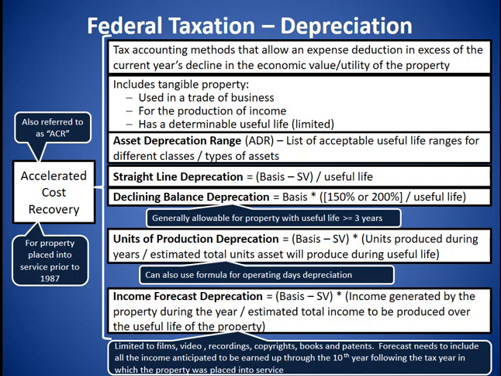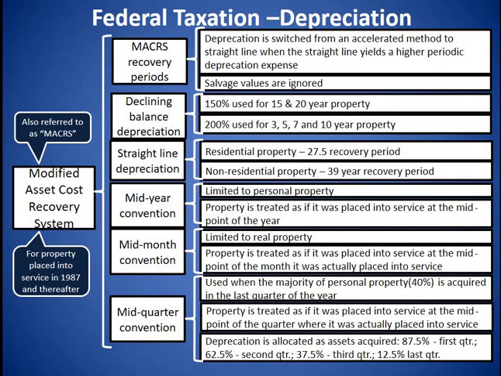As I mentioned, the accelerated cost recovery, or ACR depreciation, was for property placed into service prior to 1987. For property placed into service in 1987 and in future years, there's another form of depreciation. ACR was replaced with another form of depreciation called the Modified Asset Cost Recovery System, or MACRS. And again, this is for property that was placed into service in 1987 and thereafter.